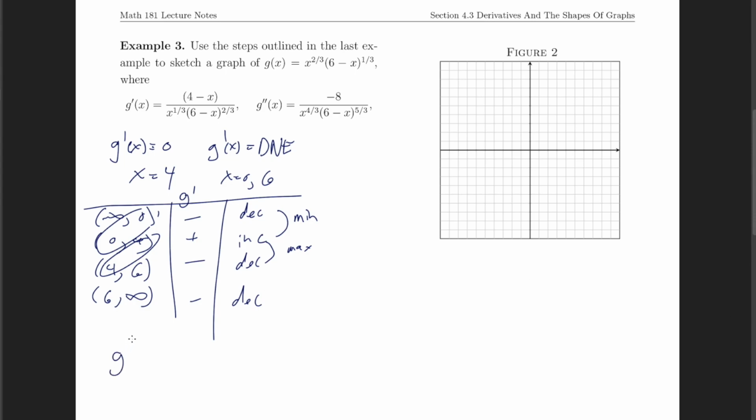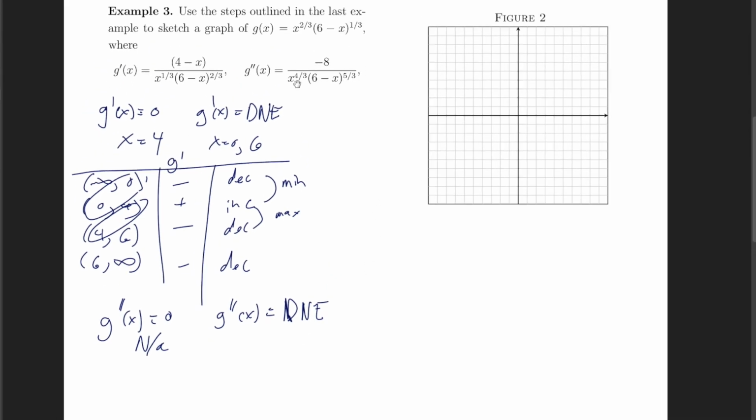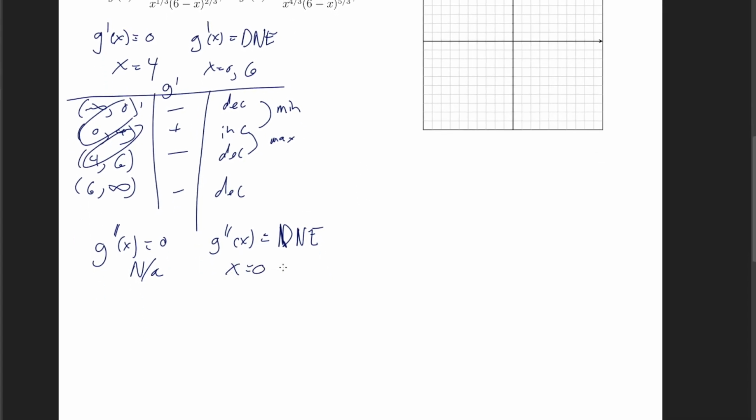All right, so let's look at our concavity. So we're going to set our second derivative equal to 0. That's 0 nowhere, right? It is 0 nowhere. And we can also find out where it does not exist. And so where it does not exist, in this case, is 0 and 6 again, right? X equals 0 and 6. And so we're going to go ahead and run this through.